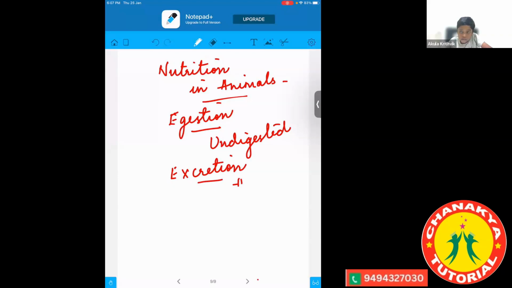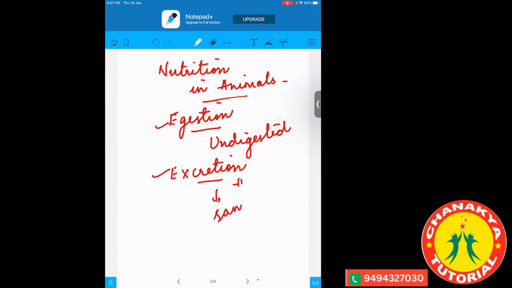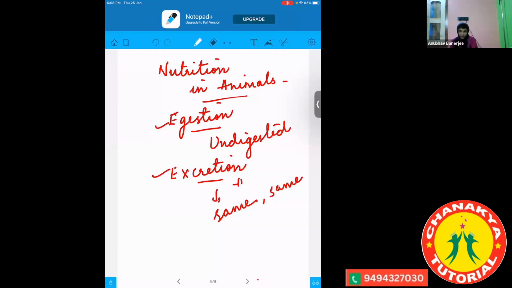Are egestion and excretion the same? Okay, it is the same. You are saying it is the same. Any other child want to answer? Is it the same or are they different? Ma'am, they are the same. Okay, they are the same. Though two children have said that they are the same, I think one child is still remaining for the answer. Anubhav, I think you are remaining. Are they the same or are they different? I think it is not the same.